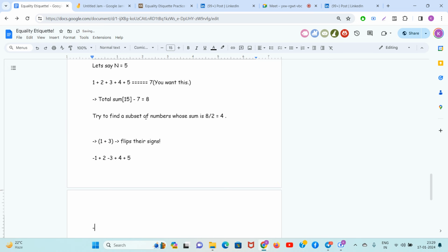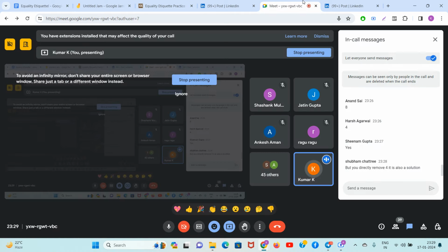Guys, Shubham is also correct. Another solution is 1 plus 2 plus 3 minus 4 plus 5. No problem. This will give you the same answer. Got it, guys? 3 minus 4 minus 1 minus 1 and 5 plus 2, 7. You just need to find any subset whose sum is 4. Everyone write yes in the chat if things are clear to each one of you.